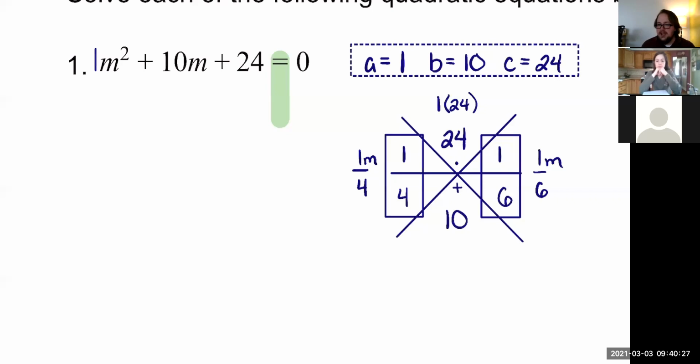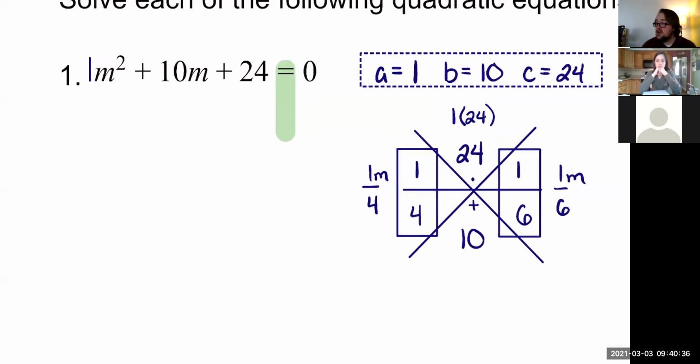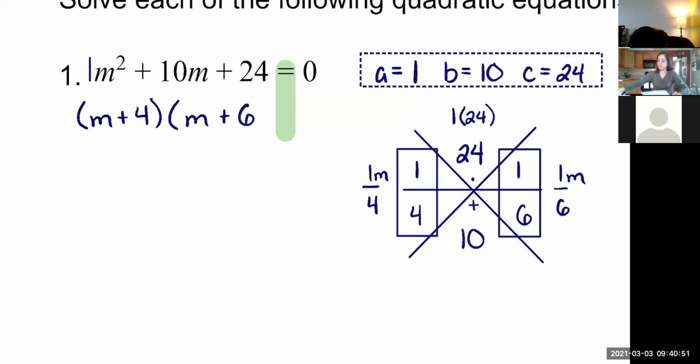Now this whole big unusual process has allowed me, instead of having that quadratic trinomial, to know the two binomials that multiply together to make it. And those two binomials are 1m plus 4 and 1m plus 6. And that whole equation is still set equal to 0. That's a key part.